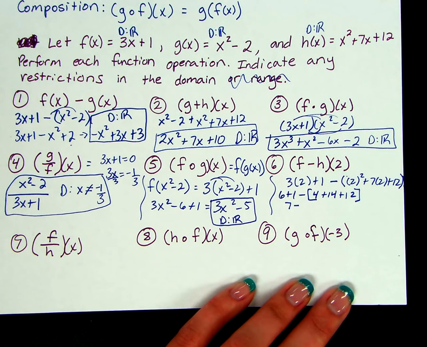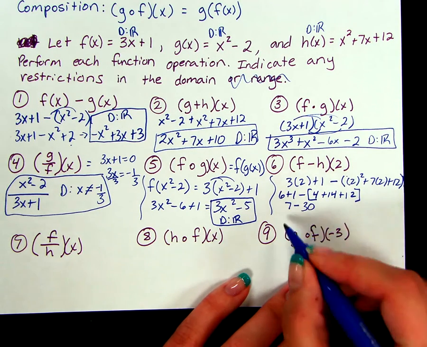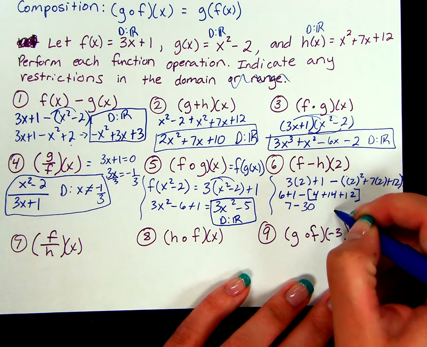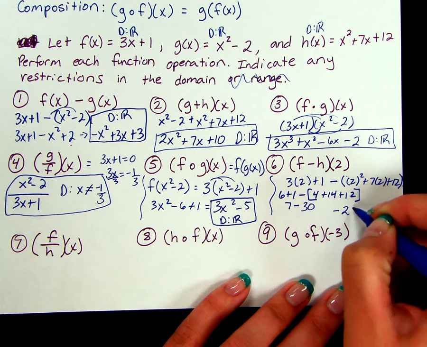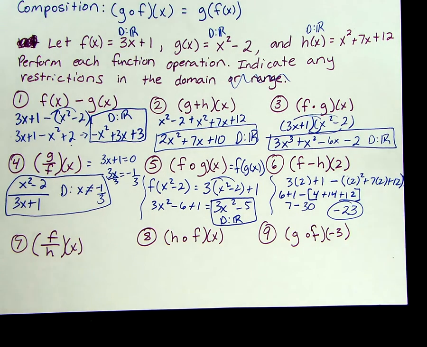14, so that's 18. And then if we take 18 plus 12, that will give us 30. Okay, so now we have 7 minus 30, which is going to be a negative 23. And there's no restrictions because we ended up with a number. So negative 23 would just be our answer for that problem.